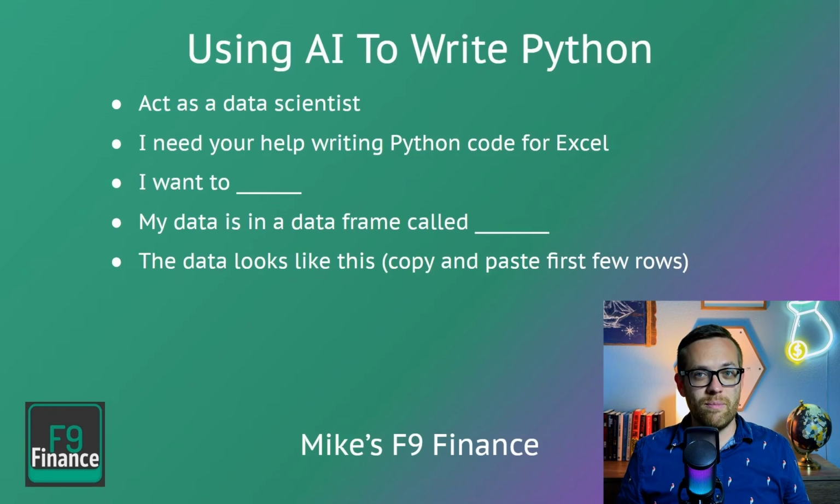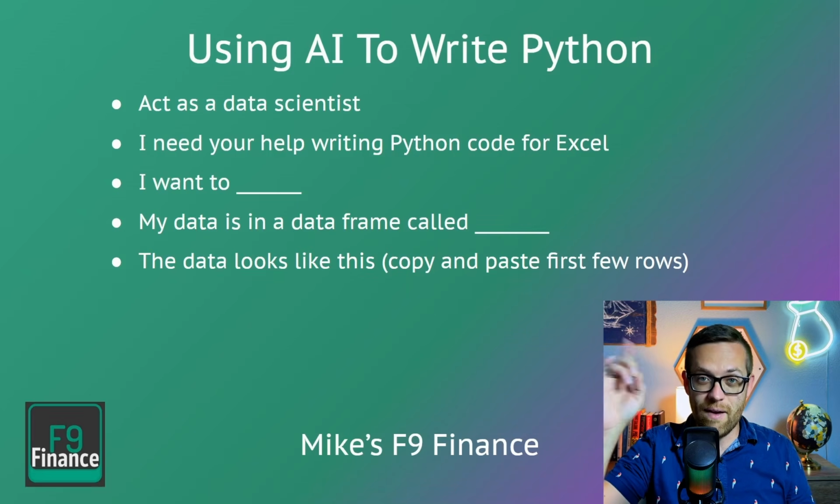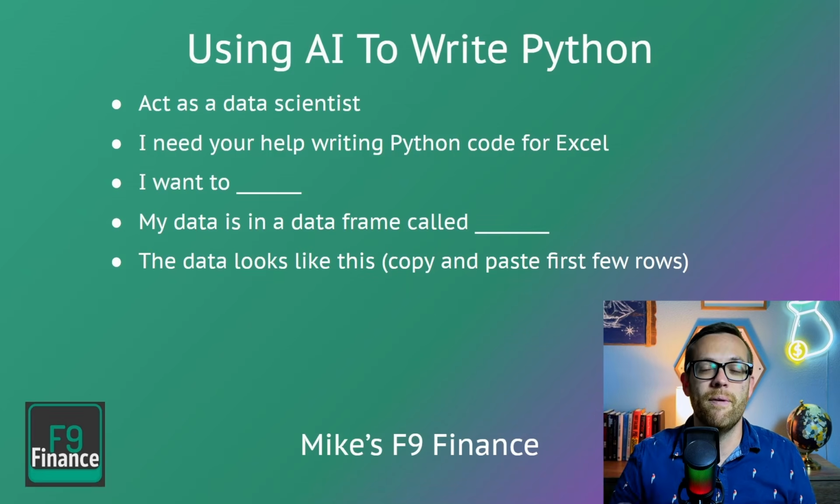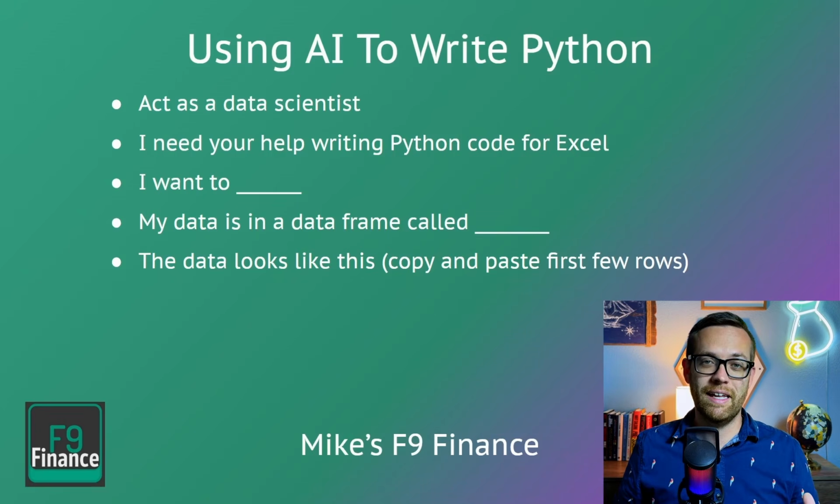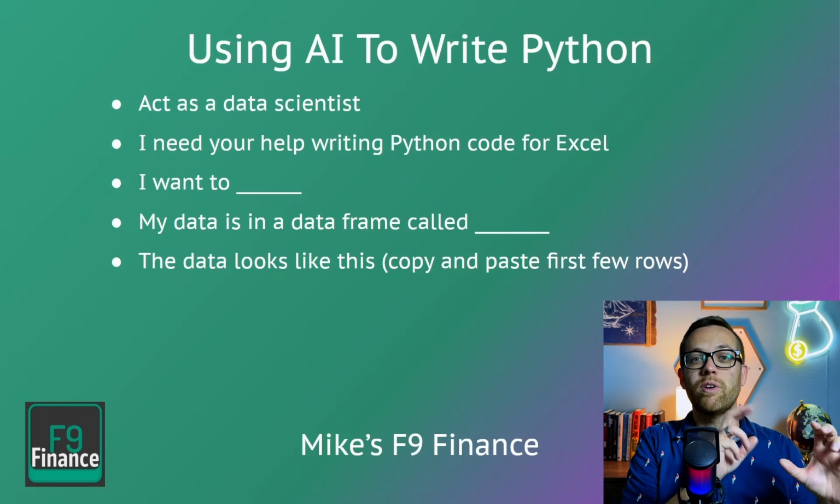And this is a framework that I use. It's based on my Spark framework, if you're familiar with that. If not, click the link to this video that'll explain everything you need to know about AI prompting. But this is a Python-specific adaptation of that. We're going to start by saying act as a data scientist so ChatGPT knows what we expect of it. We're then going to say, I need your help writing Python code for Excel. Then say, I want to, and this is where you'll tell it what you want it to do.